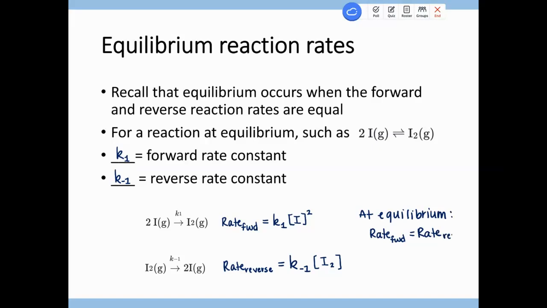Rate forward equals rate reverse. So k times the concentration of iodine squared equals k minus 1 times the concentration of diiodine. So I'm just setting these two equations equal to each other. Just going to draw that line to separate them. This will be used when we talk about the equilibrium constant, sorry, not the rate constant, equilibrium constant, we will use this relationship.